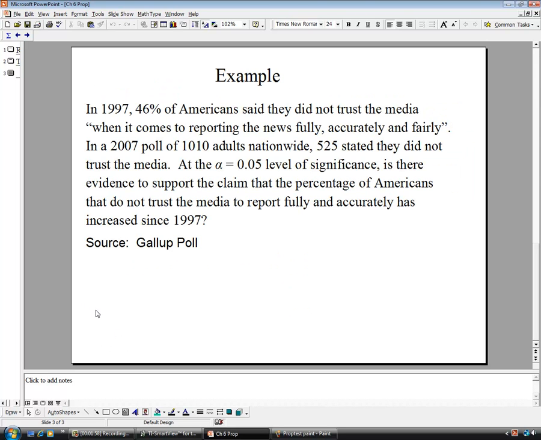Now here's an example. So in 1997, we had 46% of Americans say that they did not trust the media. 10 years later, in 2007, they polled 1,010 adults nationwide, and 525 of them stated that they did not trust the media. So we want to do a test for this. It says at the alpha equals 0.05 level of significance, is there evidence to support the claim that the percentage of Americans that do not trust the media to report fully and accurately has increased since 1997? So there's our key word, increased. So we're looking to see if it's gone up or is greater than it was.